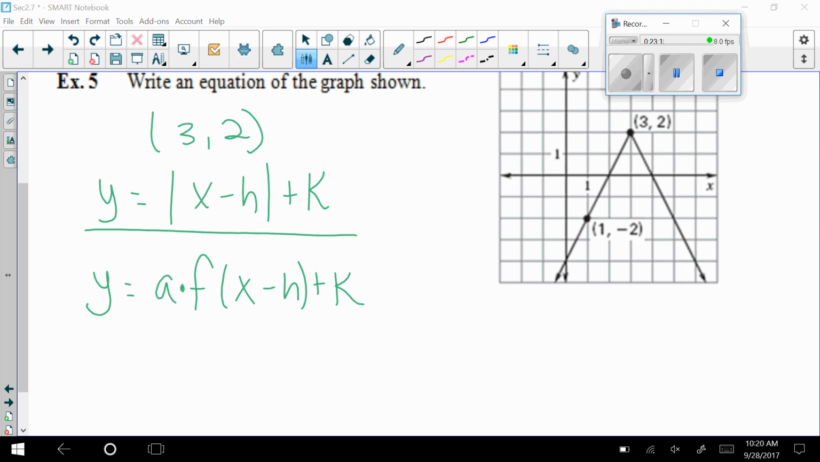Secondly, we can identify if it's a reflection. If a is less than 0, so if a is negative, it's a reflection.